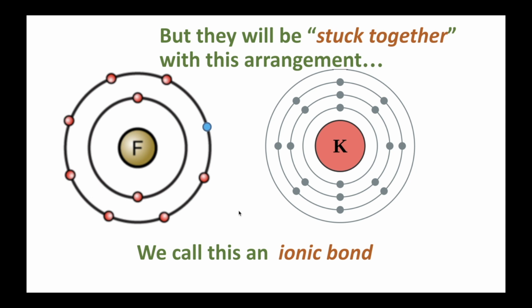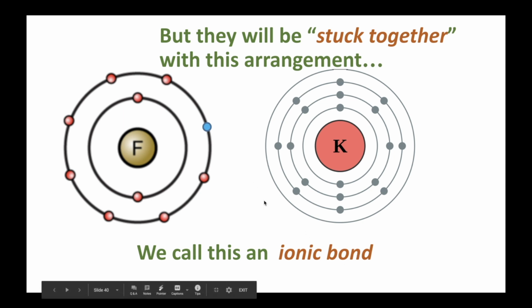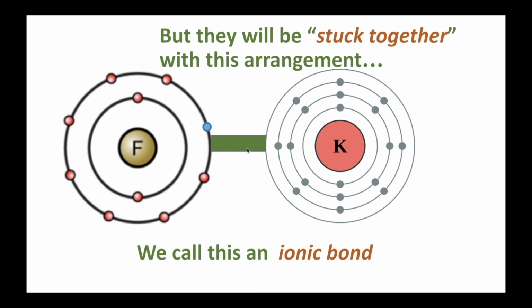Remember, an ion is an atom that has lost or gained an electron. Fluorine has gained an electron, so it's an ion. Potassium has lost an electron, so it's also an ion. These are both ions, and they are bonded together, so it's called an ionic bond. And this thick line represents the bond. It's basically showing you that they're stuck together.